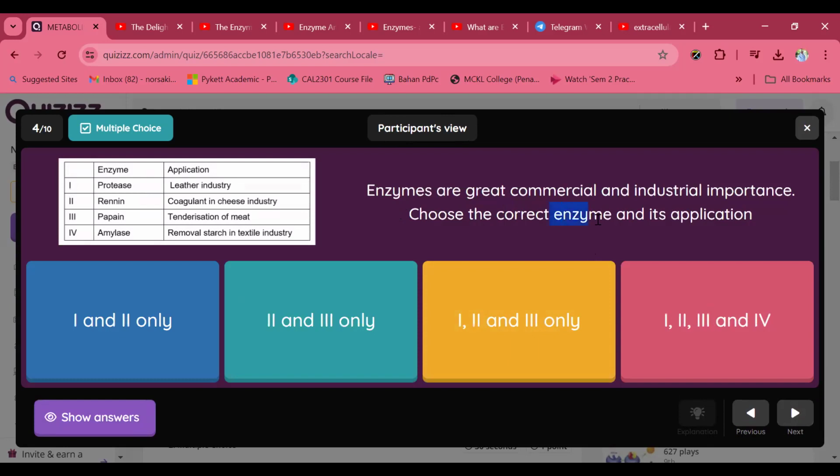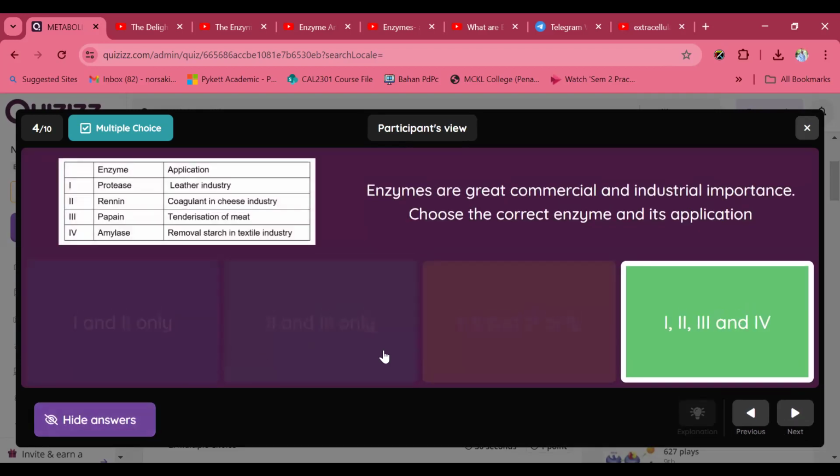What are the correct enzyme and application? If you cannot answer this one correctly, it's okay because you just learned this. It didn't stick to your mind yet. Oh, you got renin and papain. I teach renin, but your textbook doesn't have renin and papain. So the answer for this one is all of them are correct.